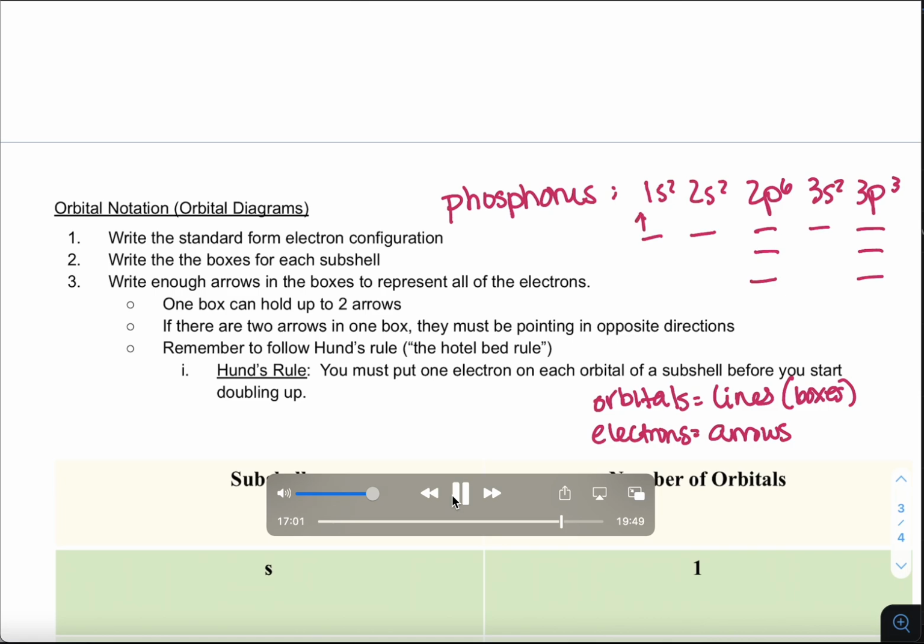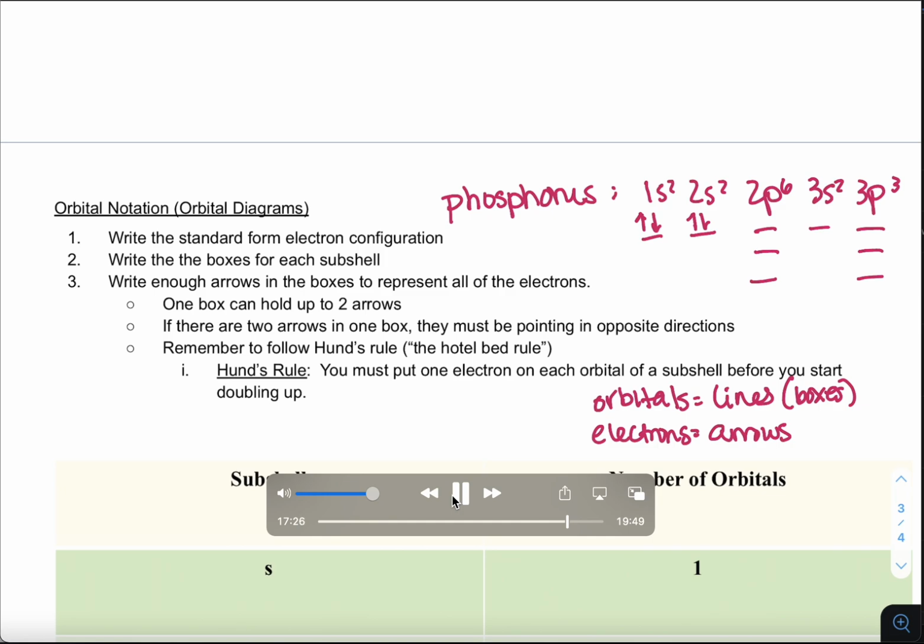And you can draw either full arrows or half arrows. You do need to have one pointing up and one pointing down. And that's to show something that's called the Pauli exclusion principle. And that means that we need to have opposite spins if electrons are on the same orbital. So to show that in our diagram, we put one pointing up and one pointing down.